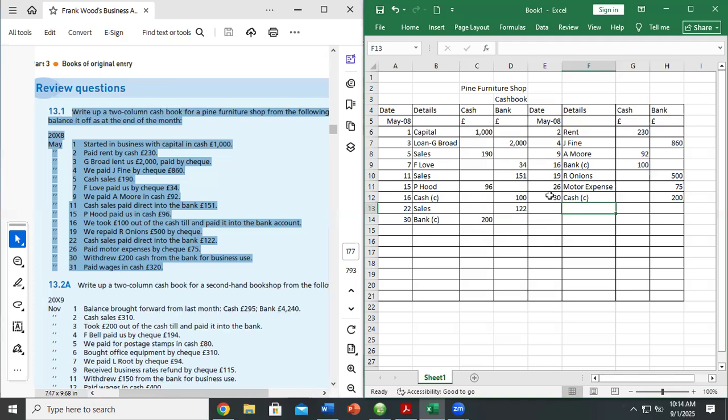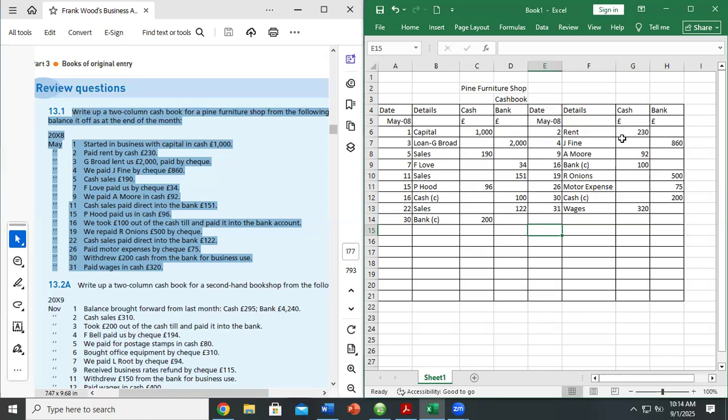And the last transaction, 31st, paid wages in cash. So we are making payment for wages. So 31st, we paid wages in cash. So under the cash column. Professors, that's all. What is left is for you to balance off your account. And as easy as it looks, this can be a question in your WASI for full 15 marks. Okay, so let's balance this off, right?